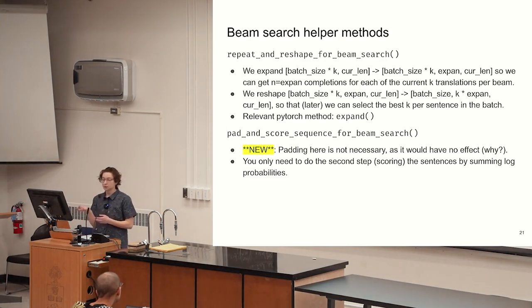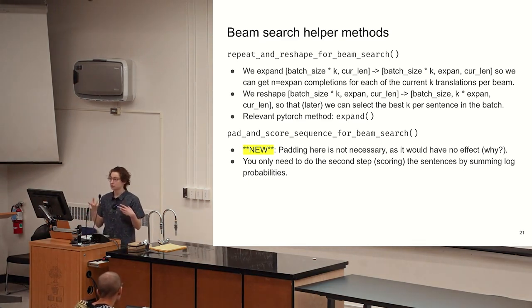But you definitely need to do the scoring step, which scores each of the sentences by summing the log probabilities. This is at the core of what beam search is trying to do: it's trying to rank the different possible sentences and pick the best ones. So you're getting the scores for that.